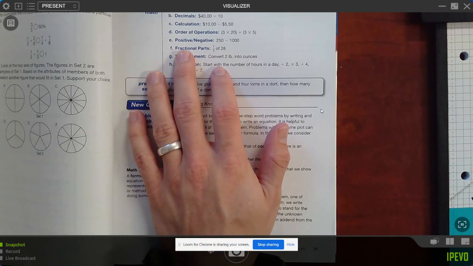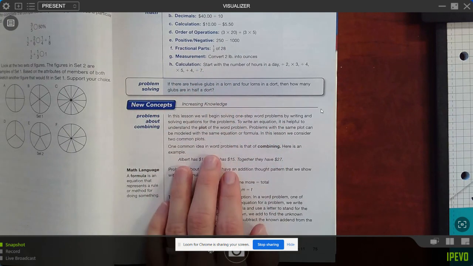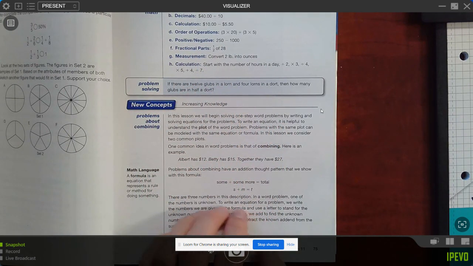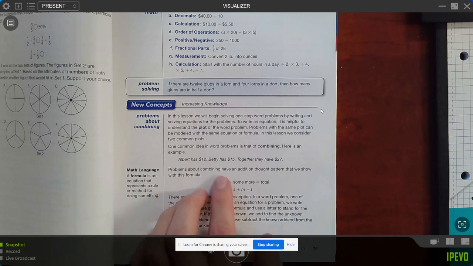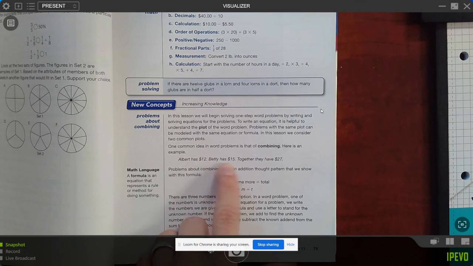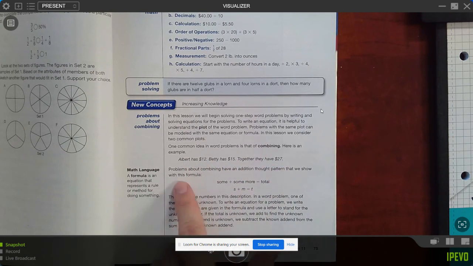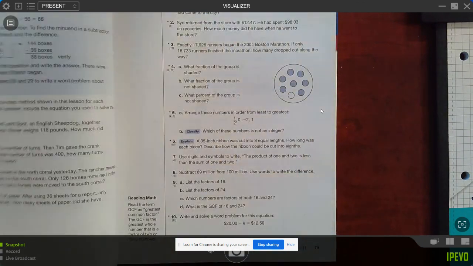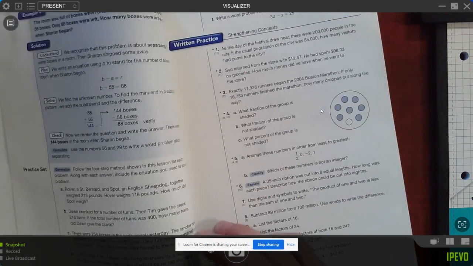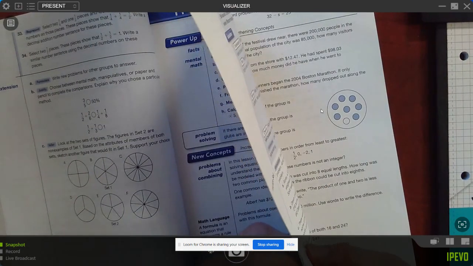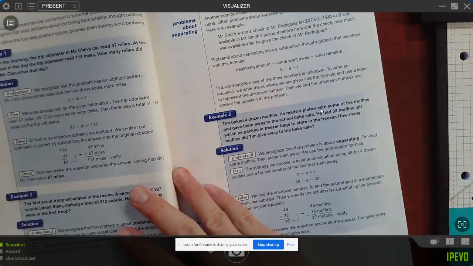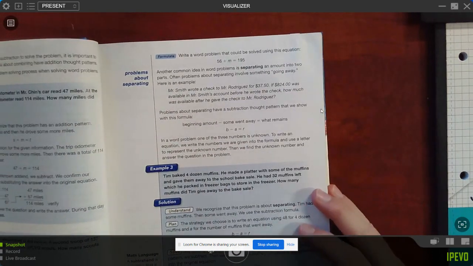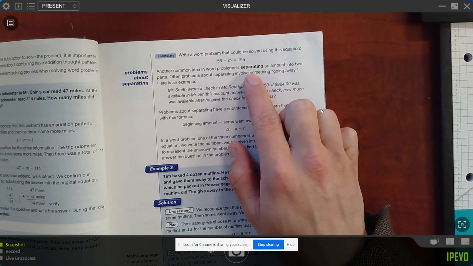First off, make sure you do your mental math and then your problem solving. What they're doing here is talking about how Albert has $12, but he has 15 more. Together they have 27. So there's a step 1, a step 2, and then the answer: some more, total, okay? And they do that for a number of things, as well as how to separate it.